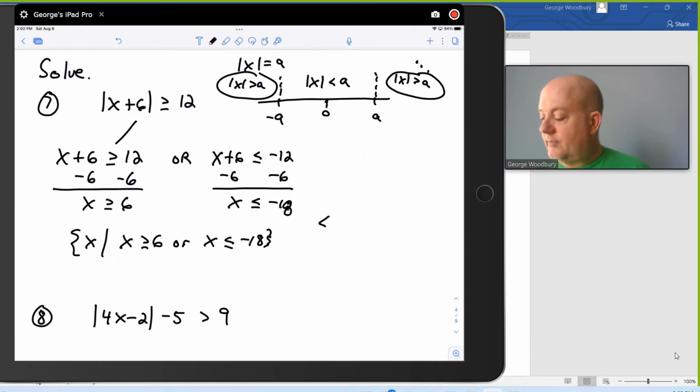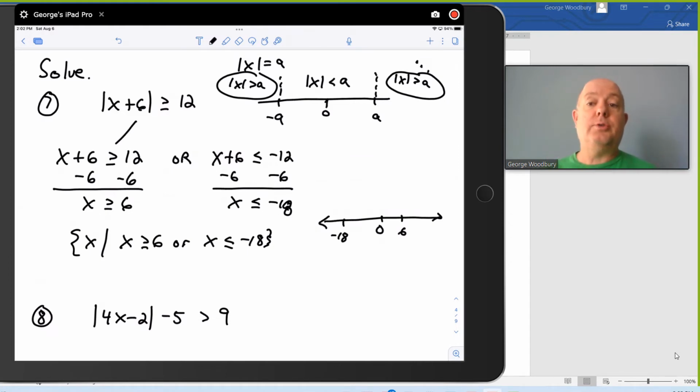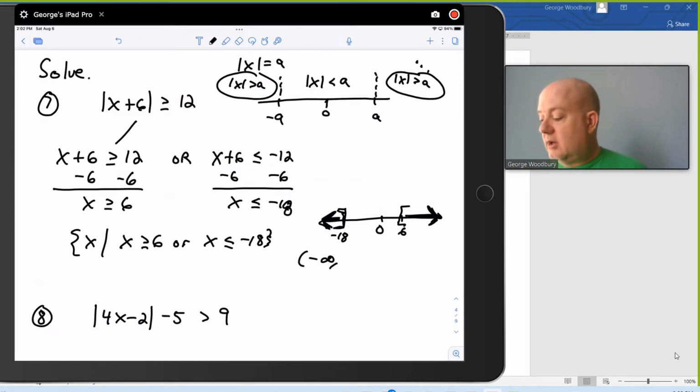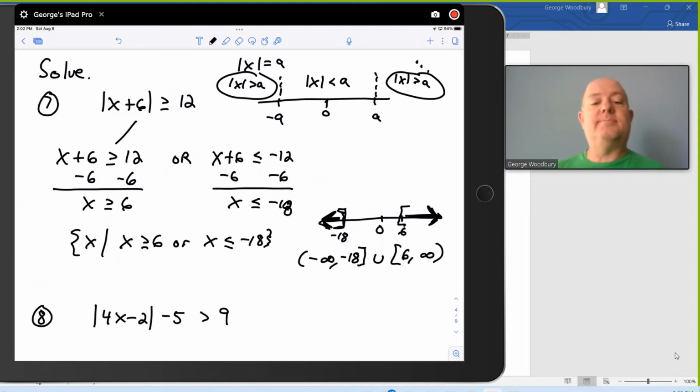On a number line, the endpoints are included, so we're going to use square brackets. Greater than or equal to 6 starts at 6 and goes to the right. Less than or equal to negative 18 starts at negative 18 and goes to the left. So it's going to look something like that. In interval notation, that would be negative infinity. Remember the left arrow goes with negative infinity, comma negative 18 bracket, union, bracket 6 comma infinity.